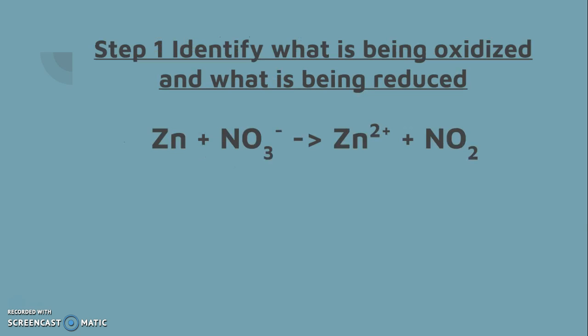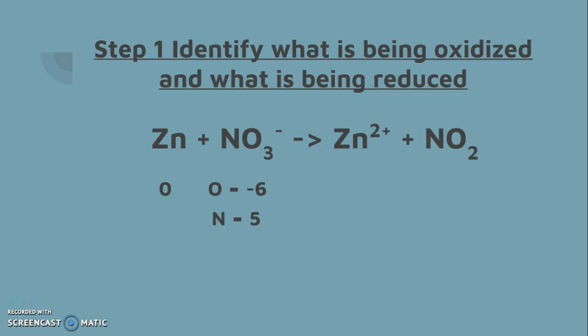Zinc has an oxidation number of 0. O has an oxidation number of negative 2, and we have 3 of them, so we multiply by 3 to get negative 6. The overall charge of the compound is negative 1. So negative 6 minus negative 1 gives us 5. So nitrogen must have an oxidation number of 5.